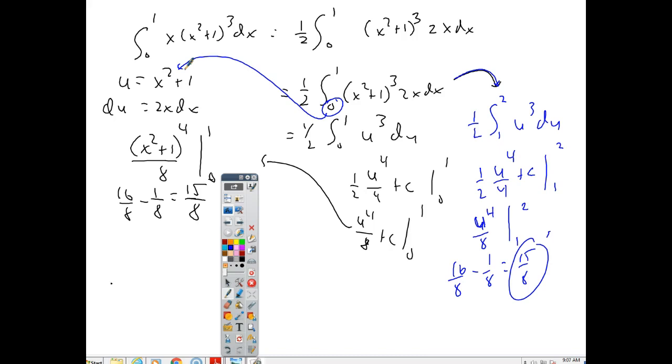0 squared plus 1 is 1, right? So that makes the bottom 1. And then I did the same thing for another one. I said, well, when x is 1, I plugged in here. 1 squared is 1 plus 1 is 2. Put a 2 right here. And that's where those two came from. Now I'm done with x.